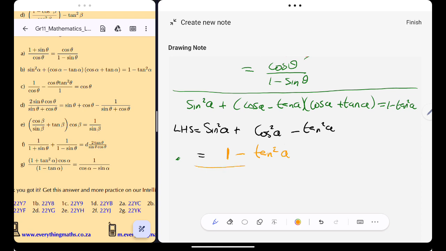1 minus tan squared a. So now I've shown that the left hand side is equal to the right hand side.